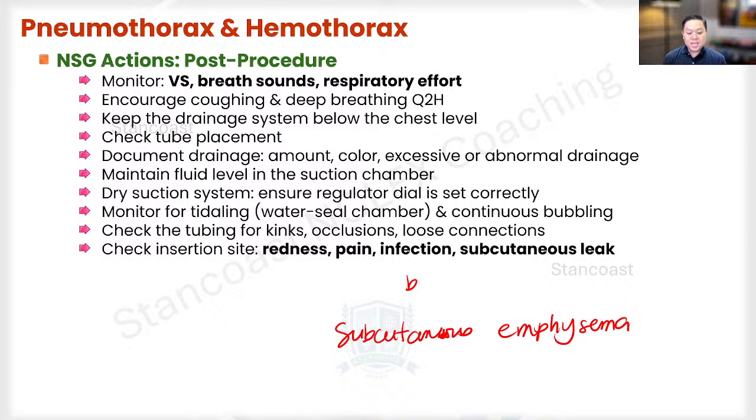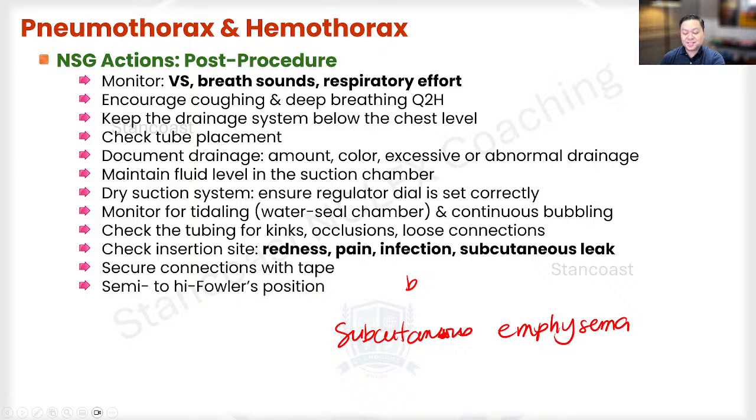All right. Now we're also going to look into making sure you are securing the connections with tape, and make sure that your patient is going to sit upright, at least semi-Fowler's or high Fowler's, in order to facilitate lung expansion, and also medicate your patient for any pain in order that they can be assisted better into doing the deep breathing and coughing exercise. Guys, this is very important.